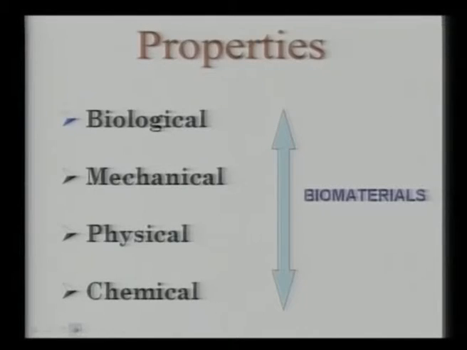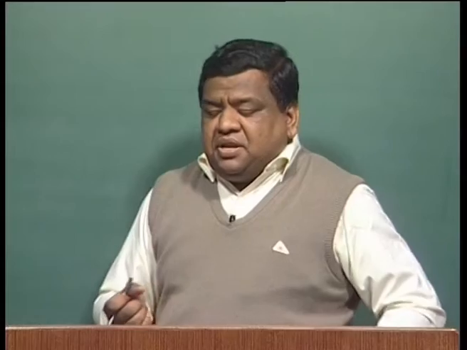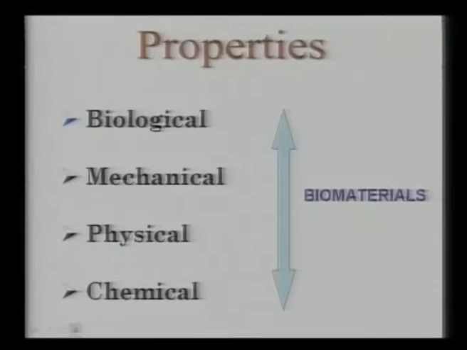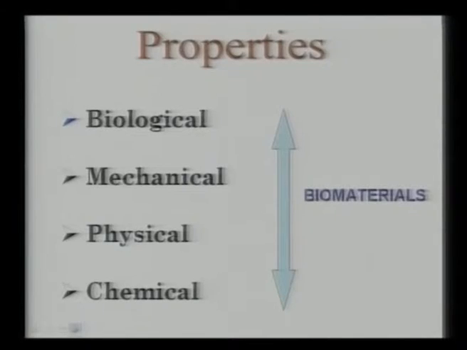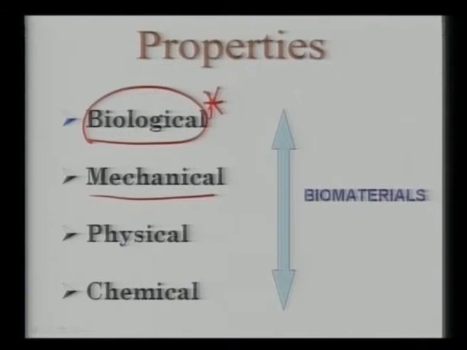Okay, now what are the properties that are required for biomaterials? The first one is the biological properties, and these biological properties mostly mean whether the material is bioactive, bioinert or biodegradable in the in vitro or in vivo environment. Then come mechanical properties, like what is the strength. Biological properties are the most important parameter as far as biomaterials application is concerned. Now, next come mechanical properties.